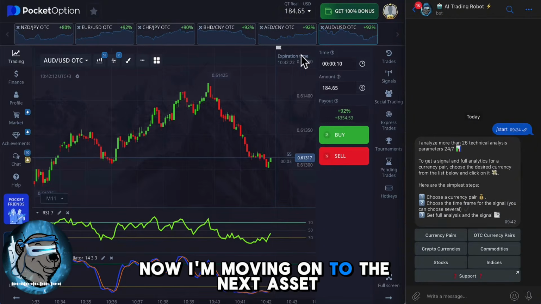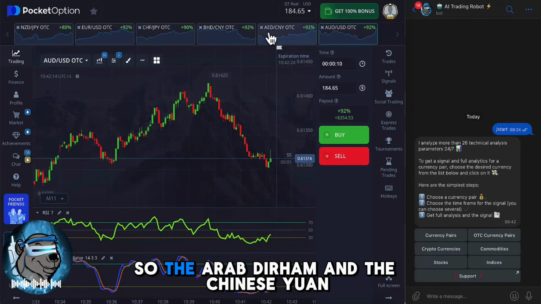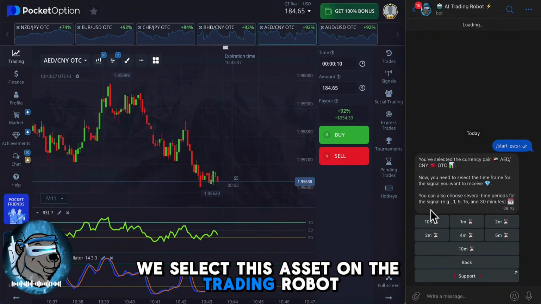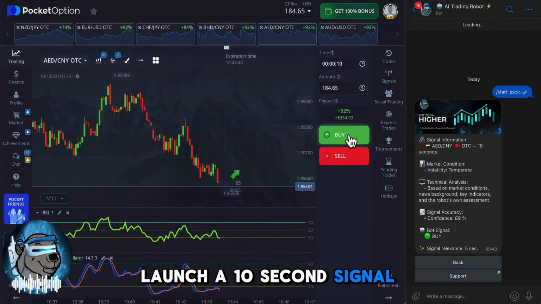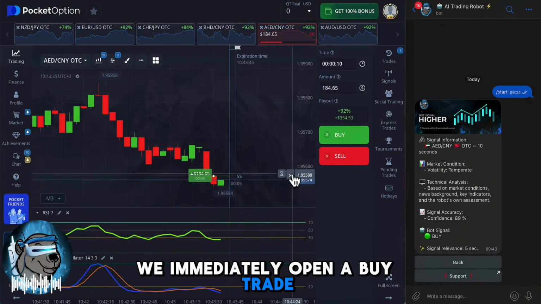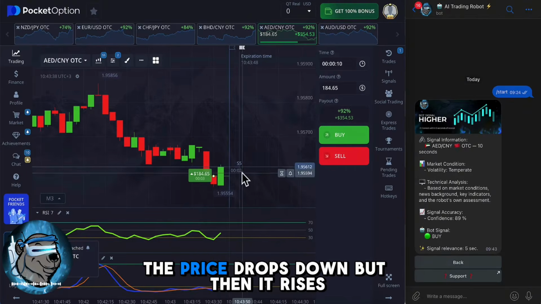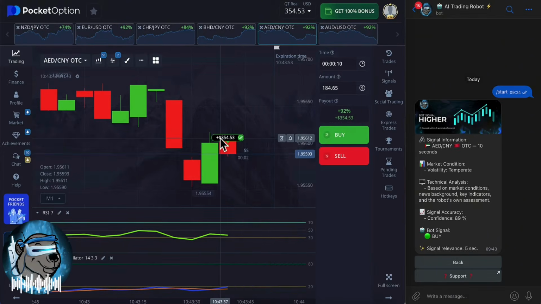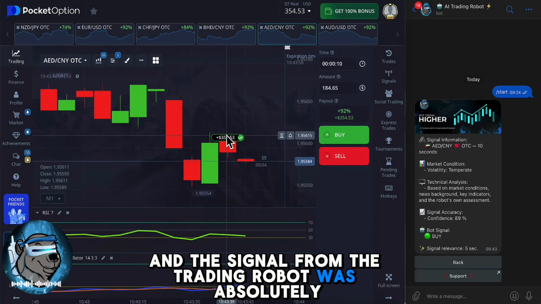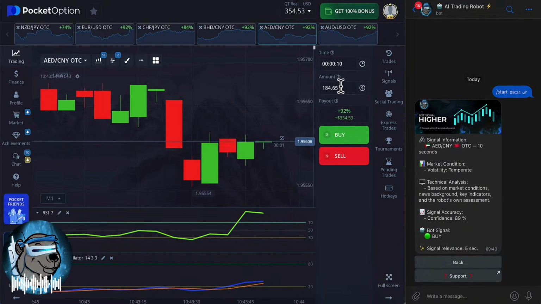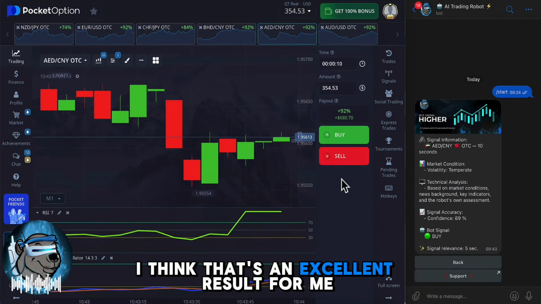Now I'm moving on to the next asset. So the Arab dirham and the Chinese yuan. We select this asset on the trading robot, launch a 10-second signal, and the trading robot says that we should buy here. We immediately open a buy trade after receiving the signal. The price drops down, but then it rises. As a result, we made a profit. And the signal from the trading robot was absolutely correct, which allowed me to earn a total capital of $354.